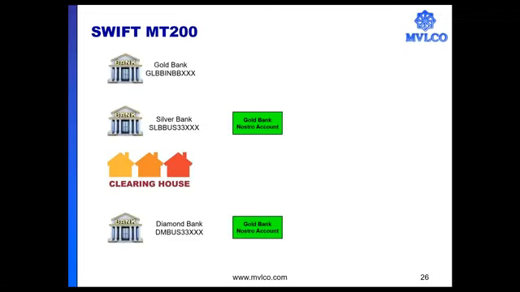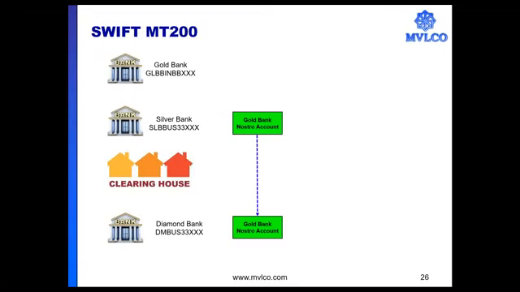The MT200 is used by a bank to make payment out of its own account and move that money to its own account elsewhere. So now in this example, Gold Bank has an account with Silver Bank, and Gold Bank also has an account with Diamond Bank. So both the accounts are owned by Gold Bank at the Silver Bank as well as at the Diamond Bank. Now Gold Bank wants to move this money from its own account at Silver to its own account at Diamond Bank. This is how 200 would be used.